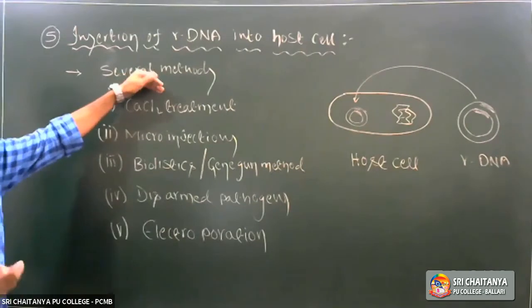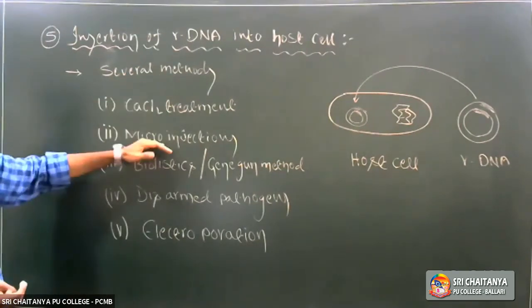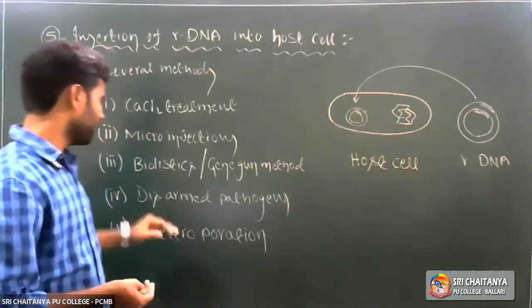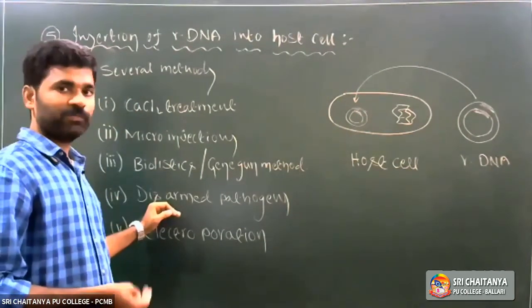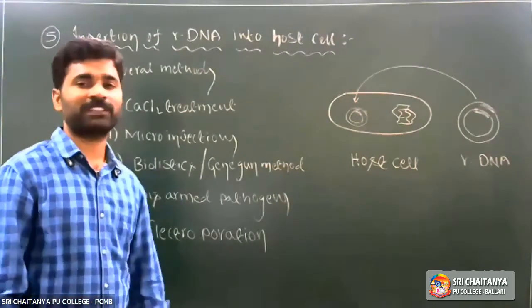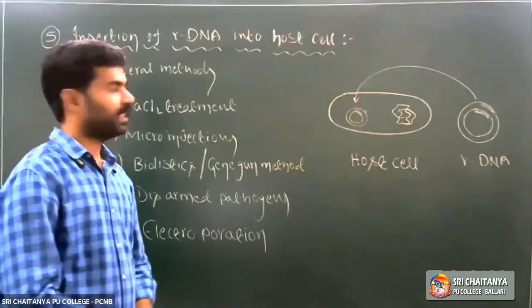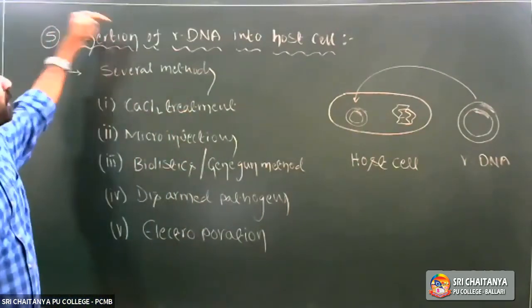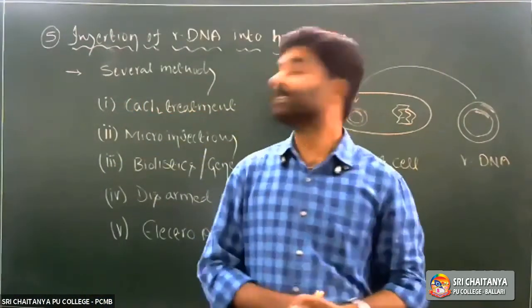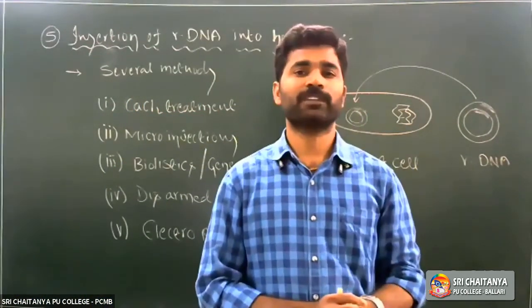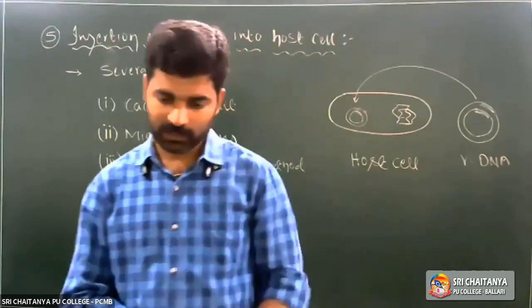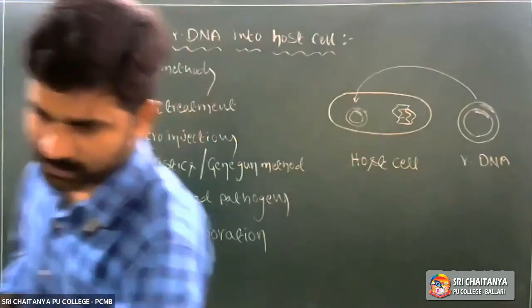So calcium chloride treatment we use in bacterial cells, microinjections in animal cells, biolistic or gene gun method in plant cells, disarmed pathogens in animal cells or plants also, and electroporation for bacterial cells, right? So this is the fifth step, insertion of rDNA into the host cell cytoplasm. Next, the sixth step, selection of transformed cells from the non-transformed cells, we'll see in the next class. Remaining information we'll see in the next classes.